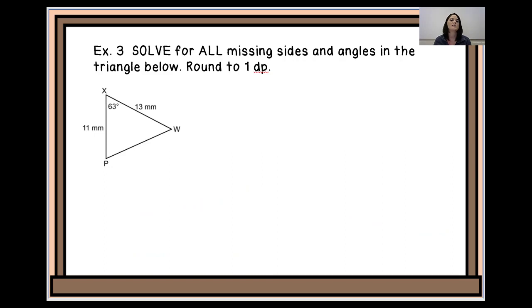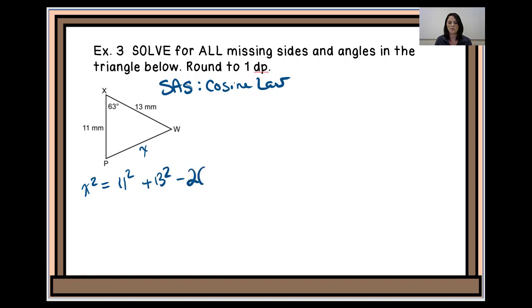For this example, we're going to find all of the missing sides and angles in the triangle below, and we're going to round to 1 decimal point. So we have side angle side, so I know we're going to be using the cosine law. First I'm going to look for side length x. So x squared is equal to 11 squared plus 13 squared minus 2 times 11 times 13 cosine 63 degrees. Okay, let's go ahead and simplify.